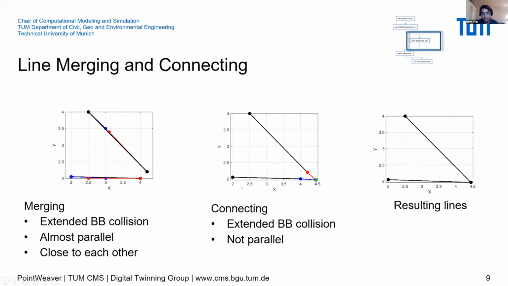And to do the connection, we also do a collision check in the bounding boxes. And if the lines are not parallel, we calculate the intersection point of the two lines and then extend the lines, creating these resulting lines.